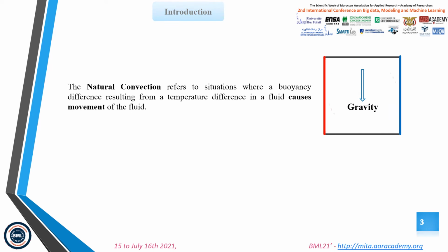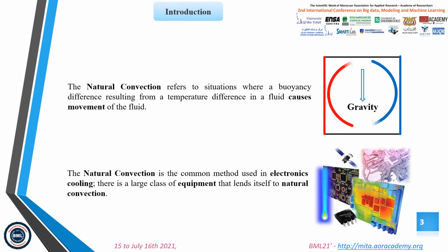Natural convection refers to a situation where a buoyancy difference resulting from a temperature difference in a fluid causes movement of the fluid. Natural convection is a common method used in electronics cooling. There is a large class of equipment that lends itself to natural convection.